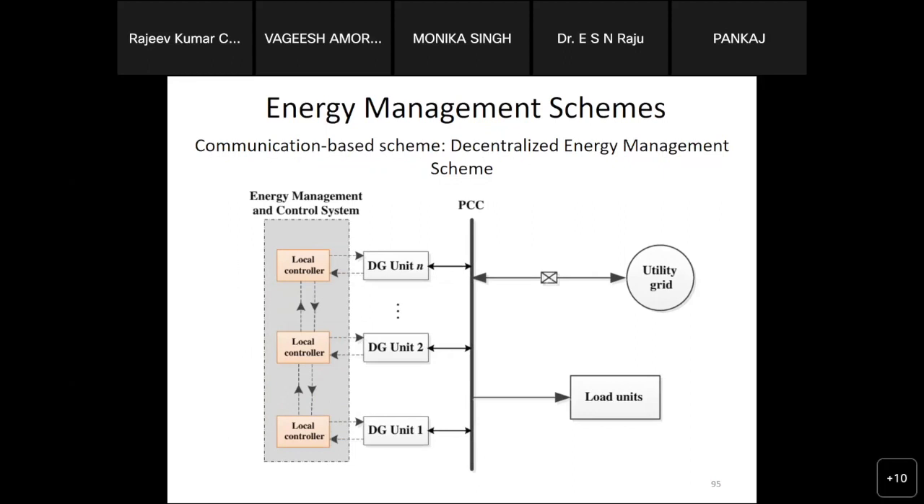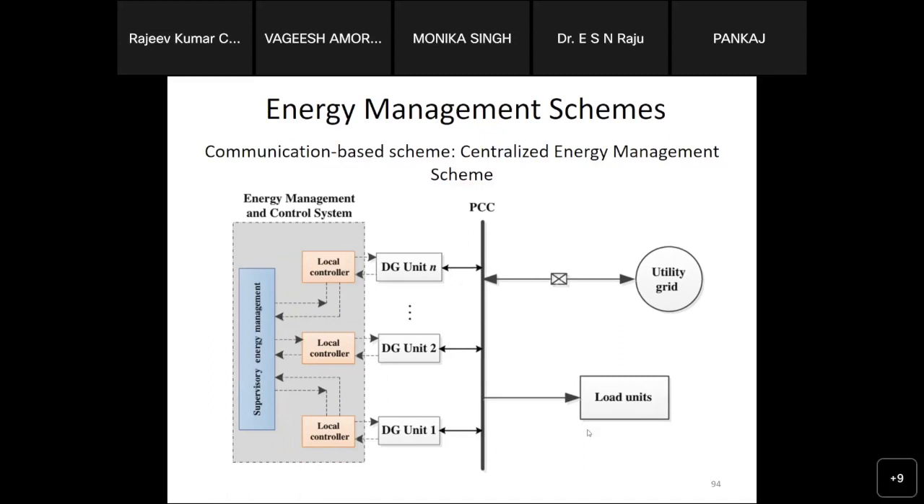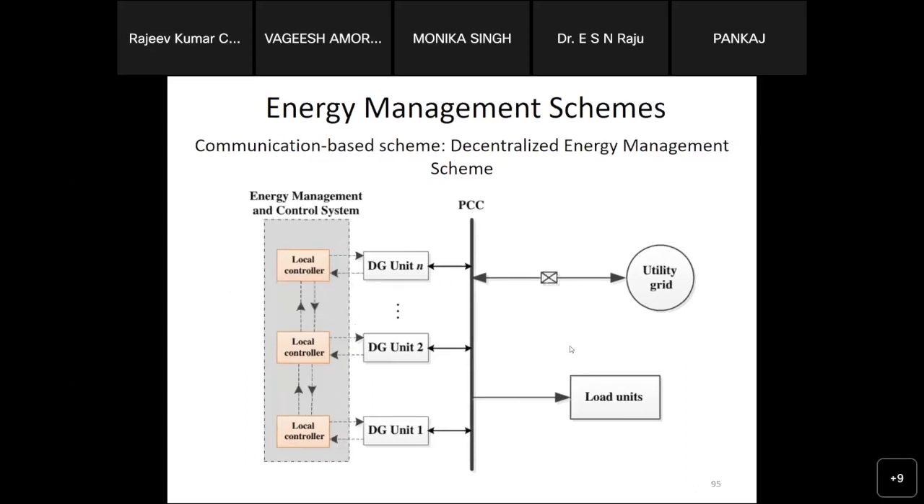In the decentralized one, as we can see, there is communication between the local controller of each DC unit. The earlier one looks like the centralized control, which is the reason why we call it a centralized energy management system. Here we have communication between each and every local controller. So this looks like a distributed control, and this can be called a decentralized energy management scheme. In this, there is no centralized supervisory management. All the local controllers will have their own supervisory energy management, and they will communicate with the other local controllers, and take care of the optimal operation of the entire microgrid.